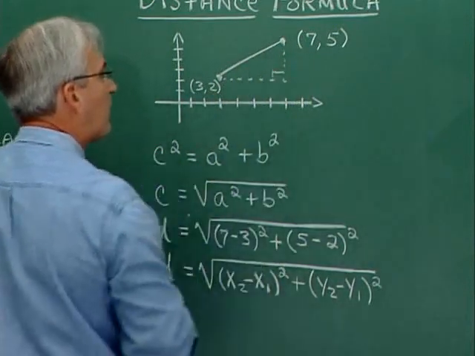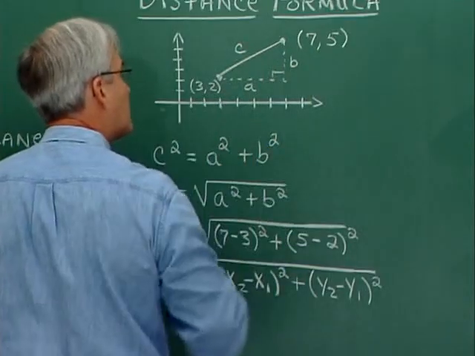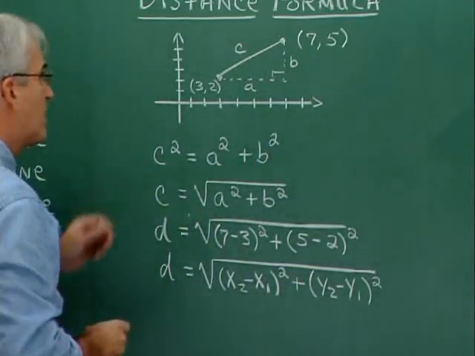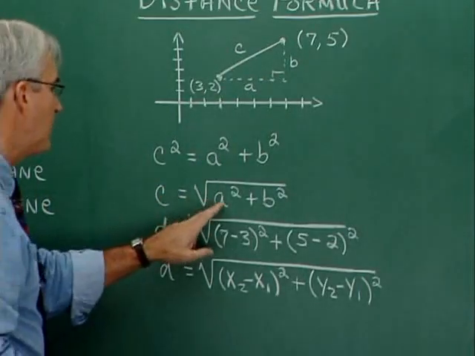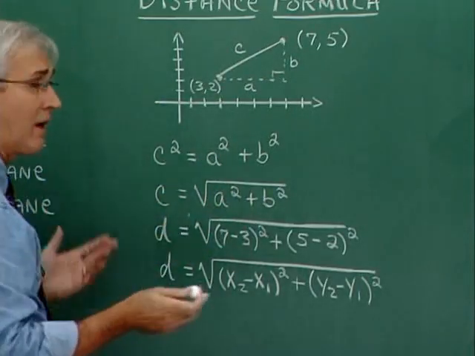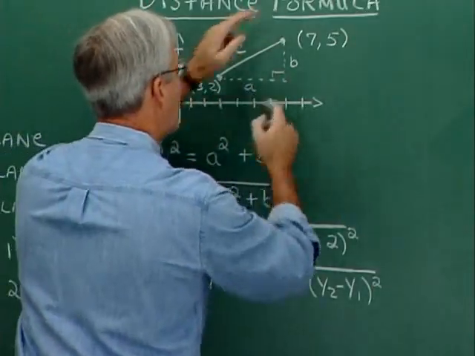We sort of make a little right triangle here, and if we call this distance A and this distance B, then this distance is C. And we know by the Pythagorean theorem that c squared is a squared plus b squared. So c then is the square root of a squared plus b squared. But what are a and b? Well, they're just distances. And a is a horizontal distance, b is a vertical distance.